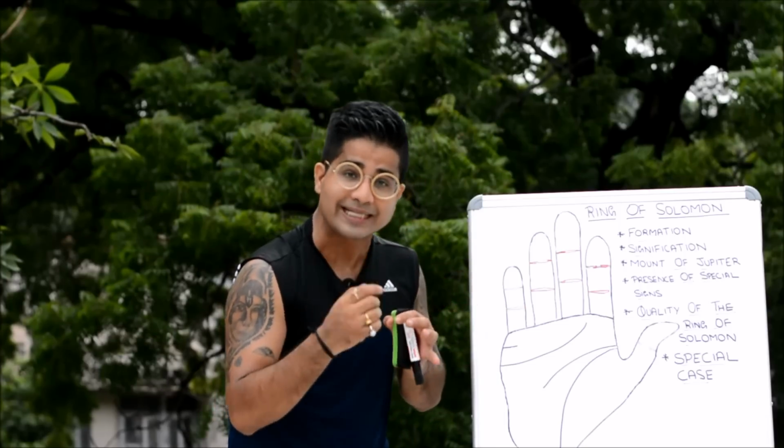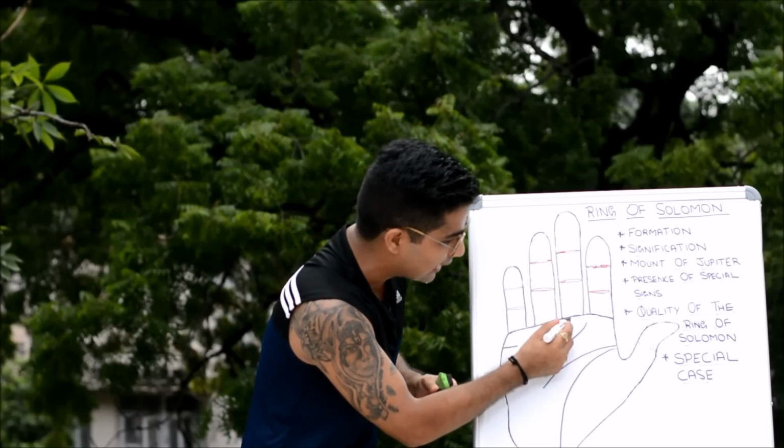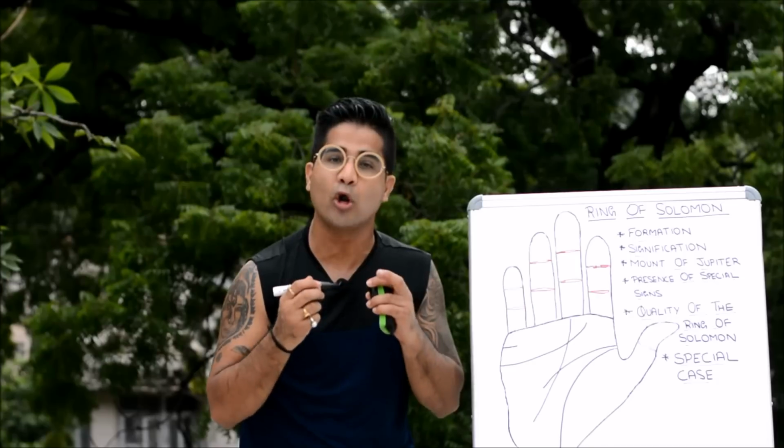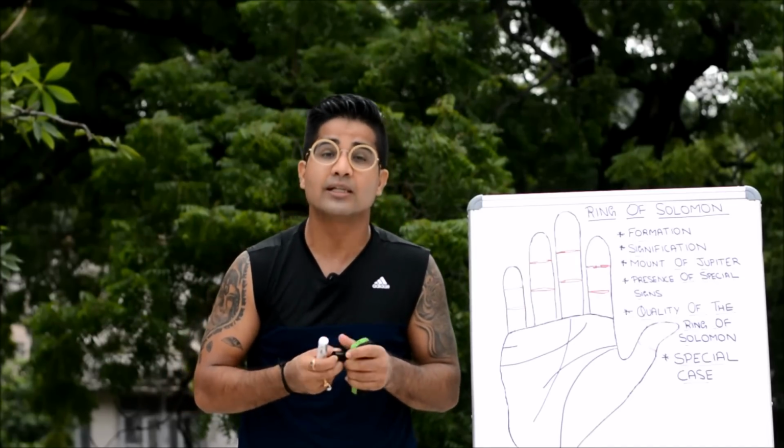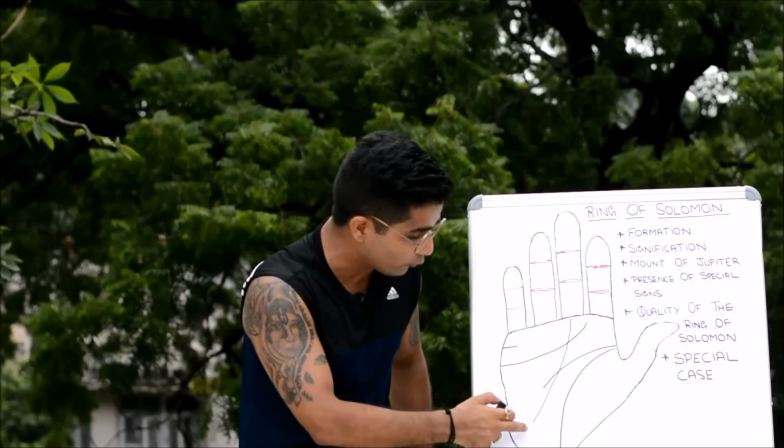Now there are the secondary lines. This is the line of Saturn, which answers all your questions related to your job, your finances, your wealth, your stability in life, that we get to know from the fate line.